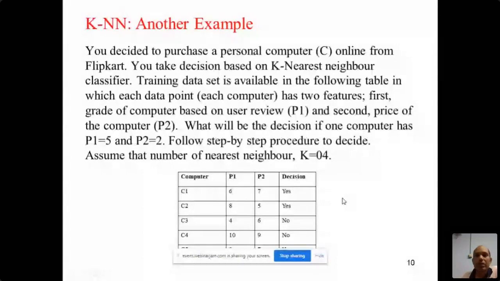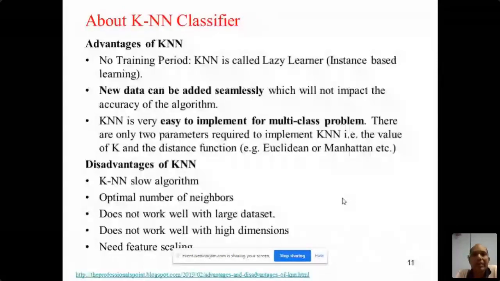Now, what are the advantages of k nearest neighbor? The first advantage is, as you observed, that no training period is required. No training period means k nearest neighbor is a very lazy learner, because every time you have to find the Euclidean distance with respect to every data point. Then based on that you decide by majority voting. So there is no training required.